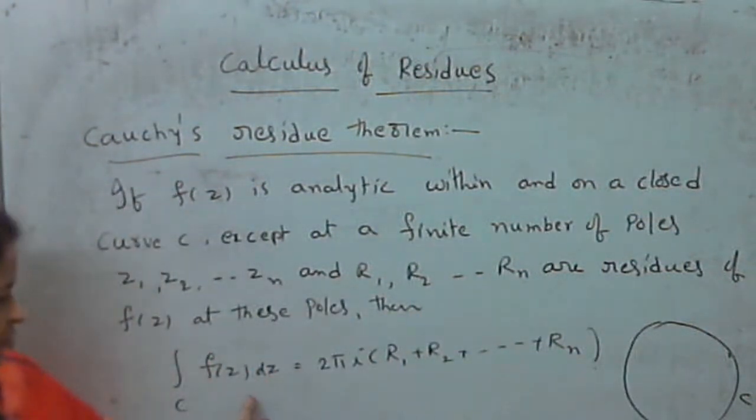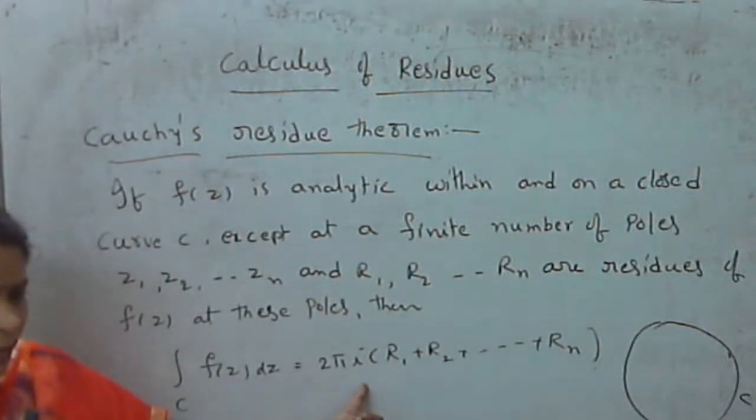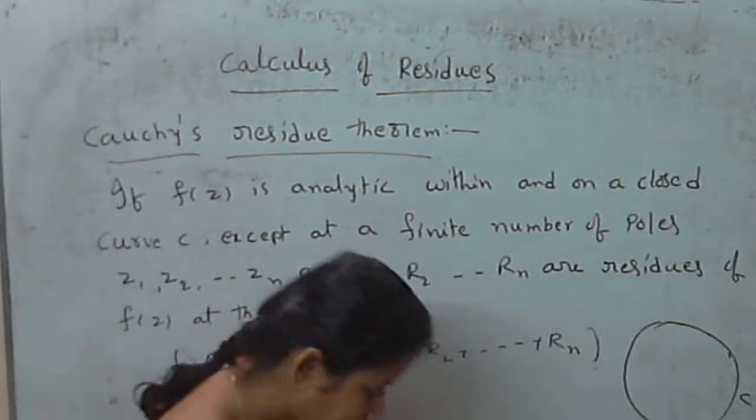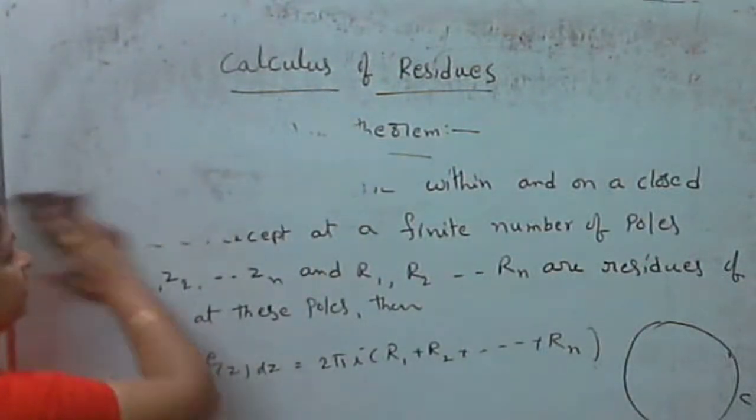Then the integral over C of f(z) dz equals 2 pi i times (r1 plus r2 plus r3 and so on plus rn). So this is Cauchy's residue theorem.